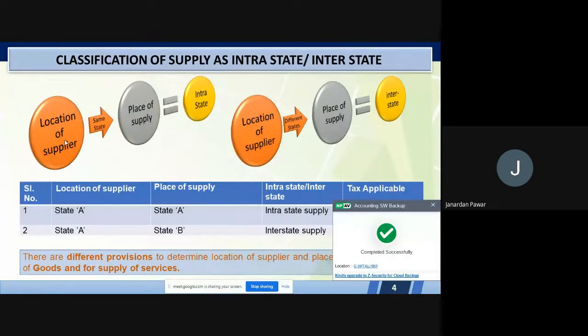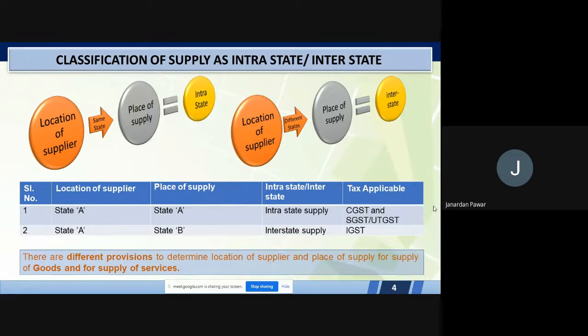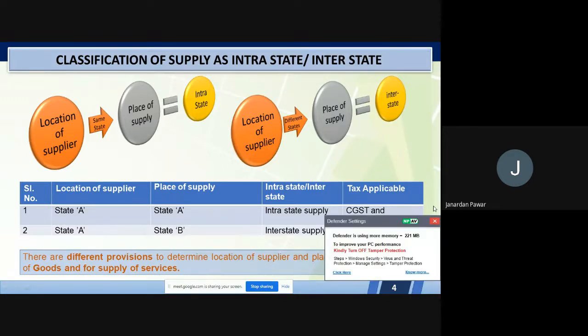Moving on to the next one, interstate. Interstate means within two different states. In the case of an interstate transaction, the location of the supplier and the place of supply are in different states. It means the supplier is from Maharashtra and the person who is going to receive the goods is not from Maharashtra, but from Karnataka. The location of the supplier is Baramati, for example, and the place of supply is in Bengaluru. So it will be called an interstate transaction.